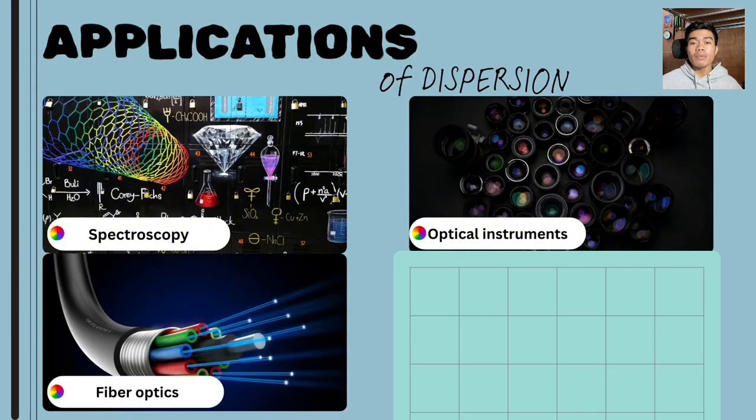Now, we have fiber optics, where science meets speed. In those long glass threads that carry your internet, dispersion can be a problem. Why? Because the light pulses that carry your data bits of 1 and 0 start to spread out over distance. Imagine if all your words in a message arrived slightly scrambled. That's what engineers prevent by using special fibers that minimize dispersion, keeping your TikToks from buffering mid-video.